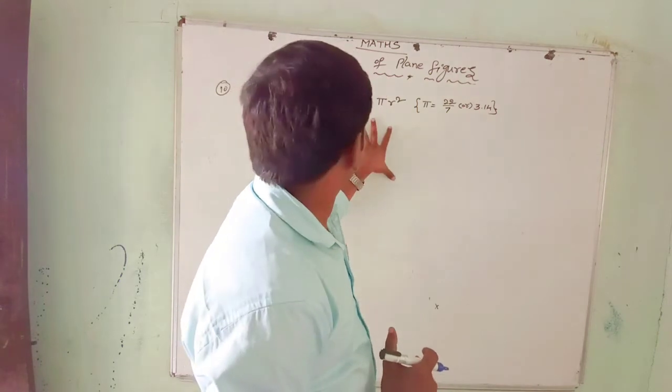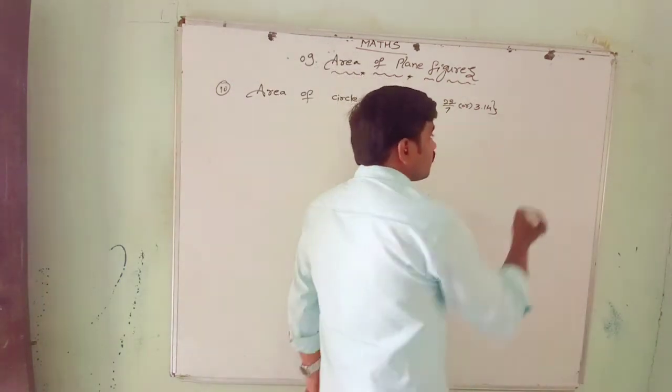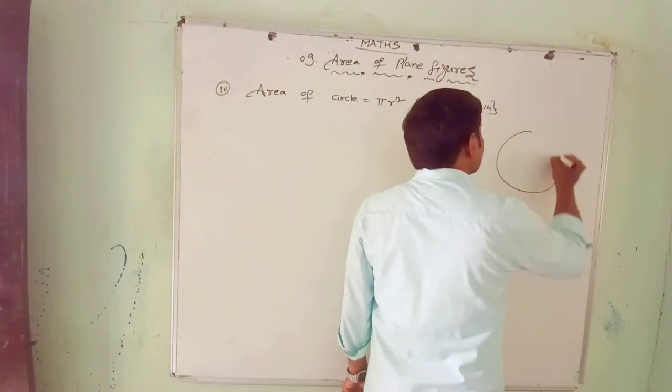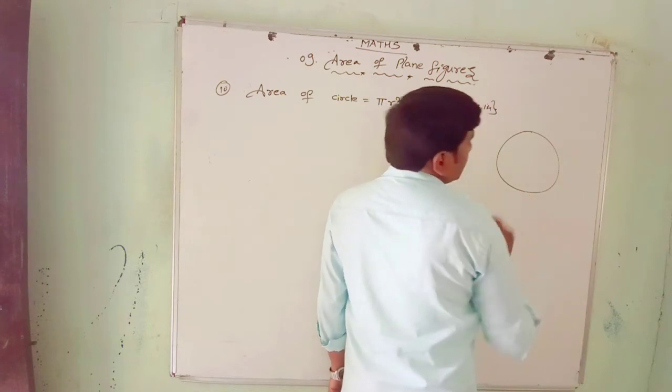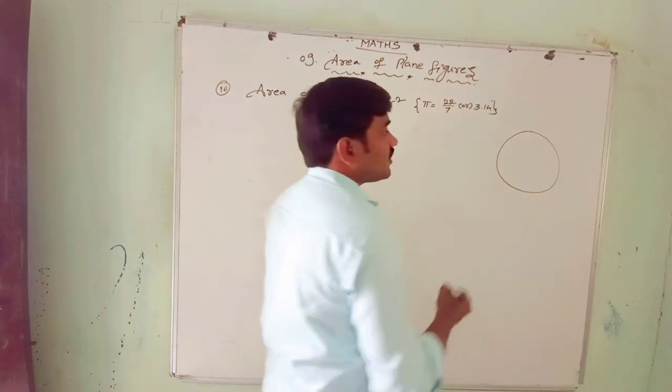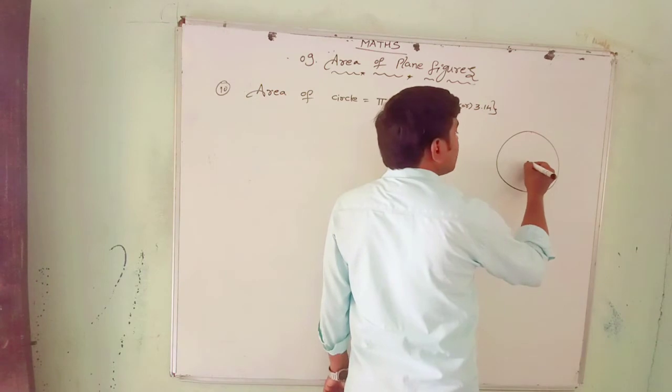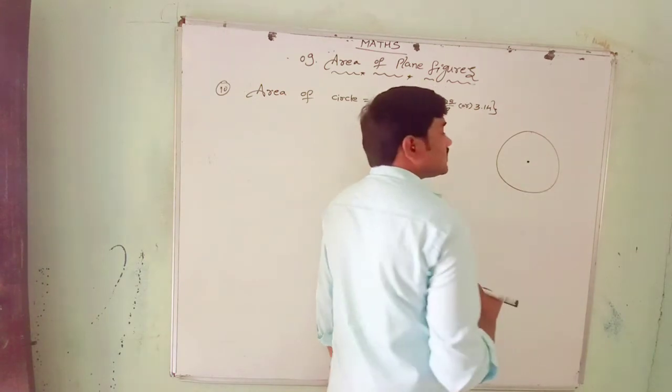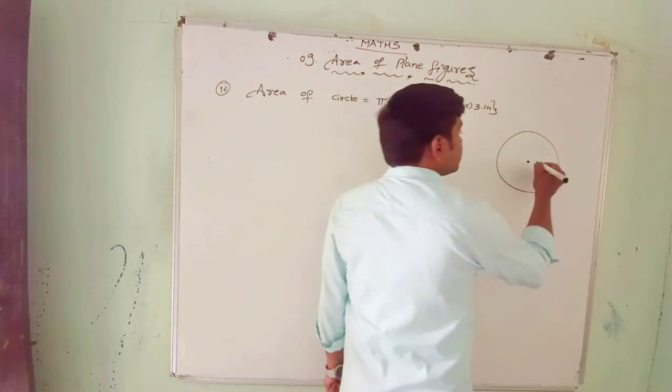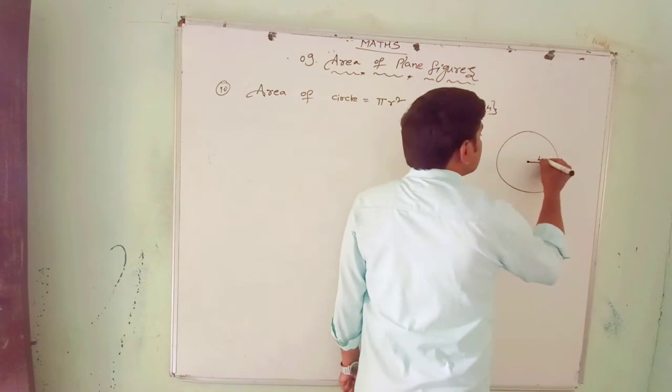Okay, now let us find out the area of a circle. To find the area of a circle, we know a circle is nothing but a set of infinite points which are at a fixed distance from a fixed point. That is known as a circle. Now it is a circle having a radius of, suppose, 4 centimeter.